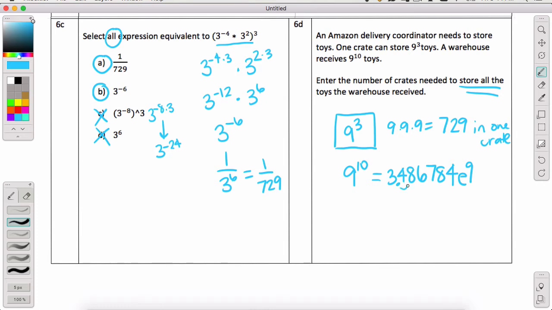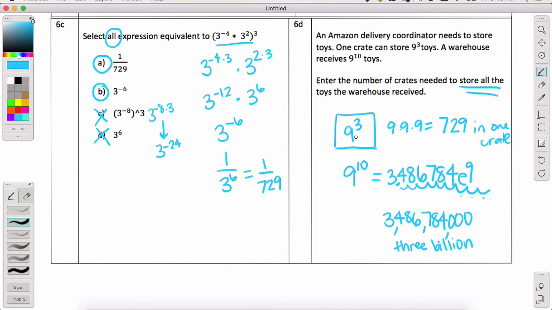So we get 1, 2, 3, 4, 5, 6, 7, 8, 9. So there's 1, 2, 3 extra zeros there. That's a huge number. So it received a lot of toys is the point I'm trying to make here. 1, 2, 3. So I'm going to work backwards and put some parentheses on there. This would be million, that's 3 billion toys. 3,486,784,000.